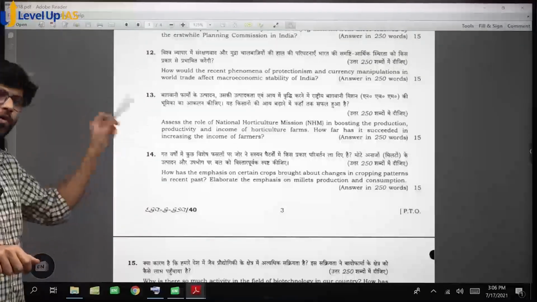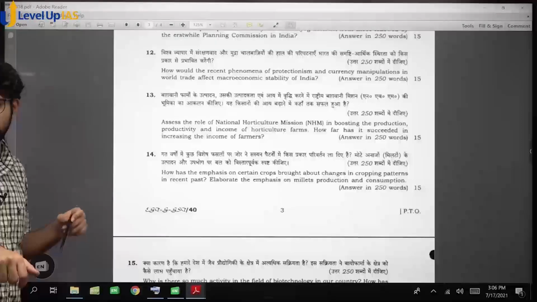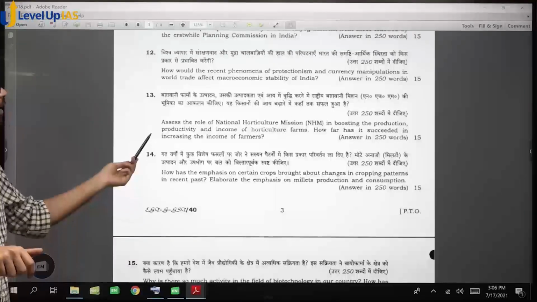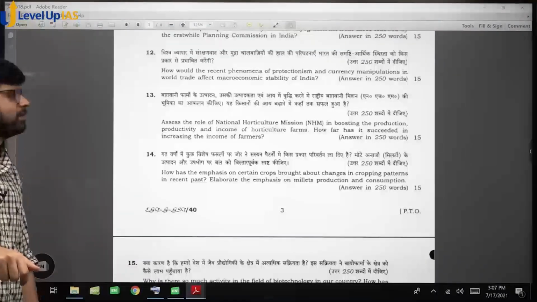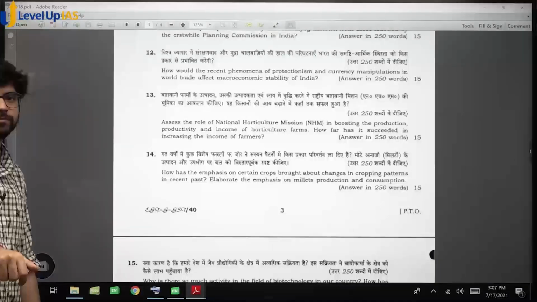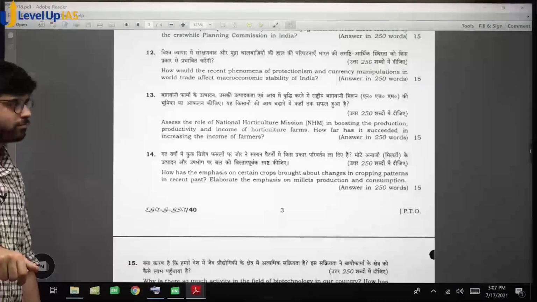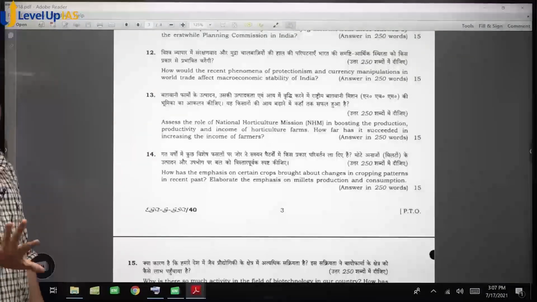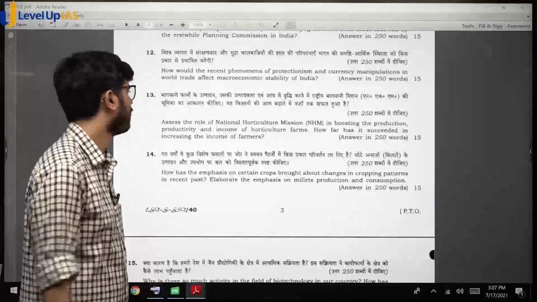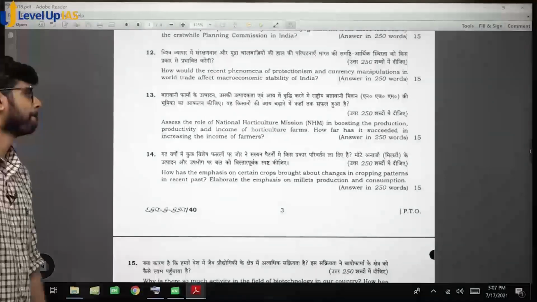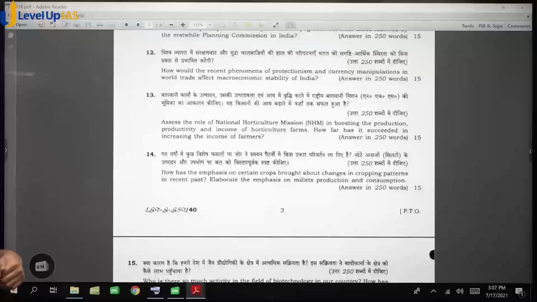Please write this in 0.4. This is an error, I think. This sounds more like 0.4, right? Farm income and all of that. Productivity. 5 may be aa sakta hai, 4 may be aa sakta hai, depending whatever. Okay. So, what have they asked? Scheme pucha hai, mission pucha hai, National Horticulture Mission in boosting the production, productivity and income of horticulture farms.